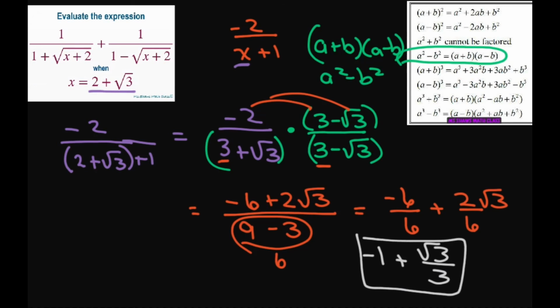And this is a good answer. If you want, you could also write this with the same denominator, negative 3 plus square root of 3 divided by 3, if you want to do it that way as well.